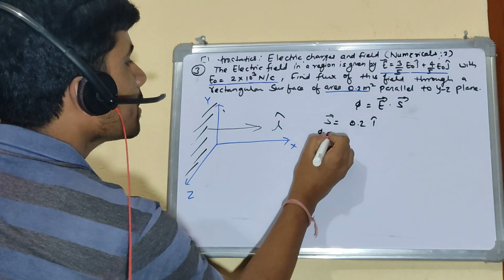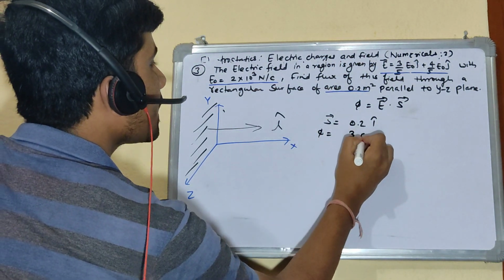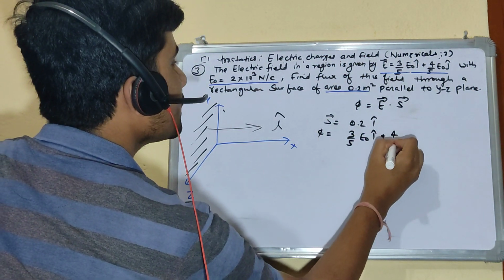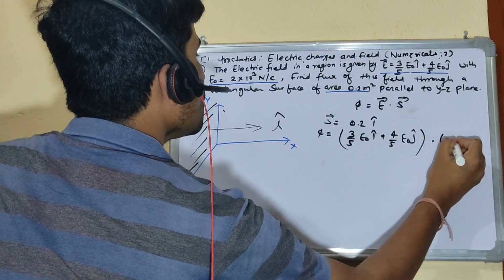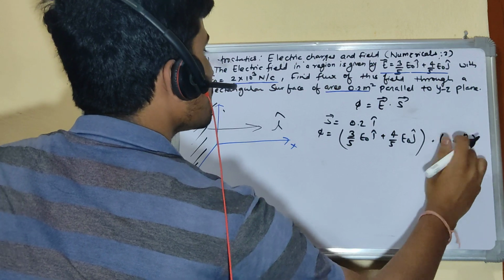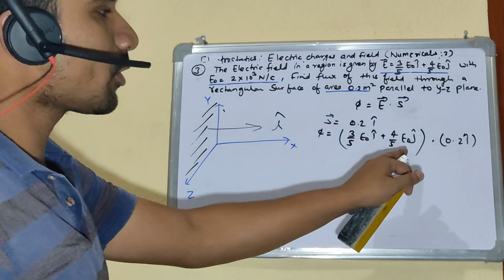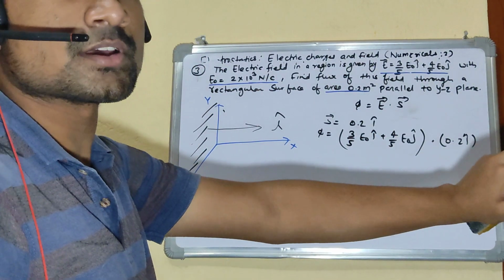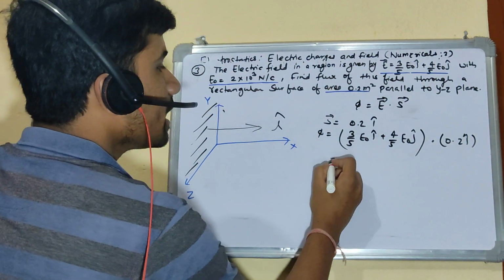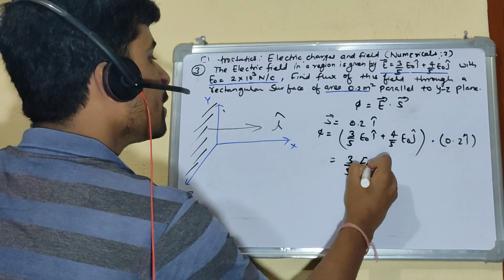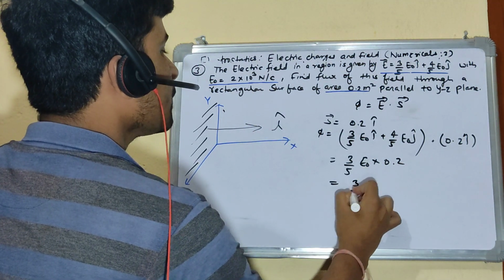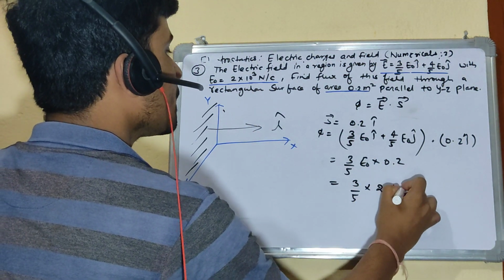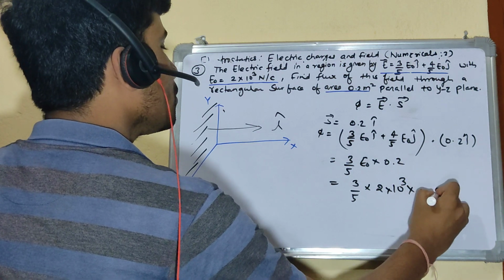So flux will be what? 3 by 5 E naught I cap plus 4 by 5 E naught J cap dot of 0.2 I cap, right? You know from the dot product that J cap dot I cap will come to 0. So net flux will be what? 3 by 5 E naught into 0.2, right? Now you put the value of E naught. So it is 3 by 5 into 2 into 10 to the power 3 into 0.2, right?